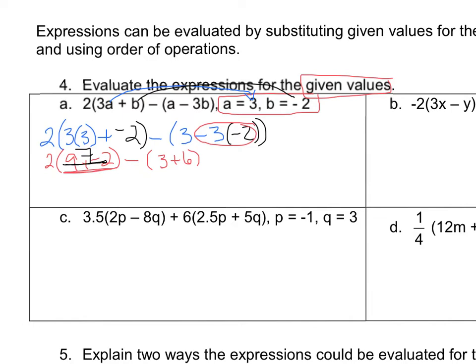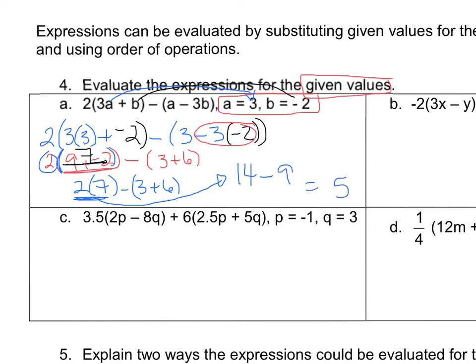This 2 right next to this parentheses, and then the 7 inside, I'll just rewrite it. 2 times 7 minus 3 plus 6. This 2 next to each other means to multiply, so sorry, I'm running out of room. It would be 14 minus 3 plus 6, which is 9. And then 14 minus 9 is 5. So when we evaluated, we get 5. So that's the first way to do it.